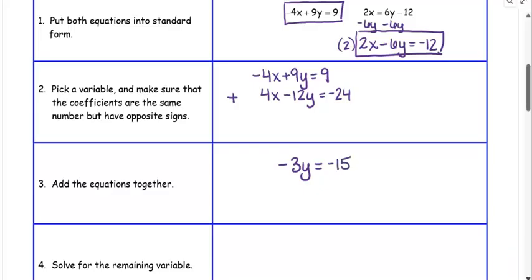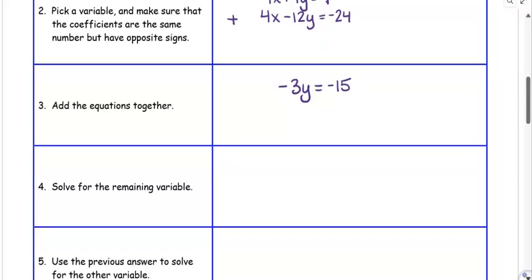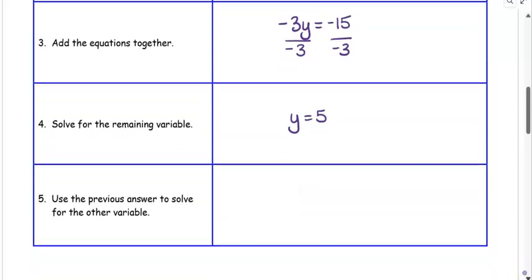So I added them together, and now I want to continue to solve for that remaining variable. To do that, I would divide both sides by a negative 3. And I'm going to see that I get y equal to 5. Well, once I have one of the variables, I can use that variable to figure out what the other variable is by plugging it into one of the equations.